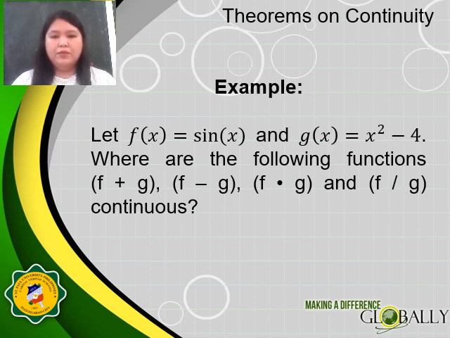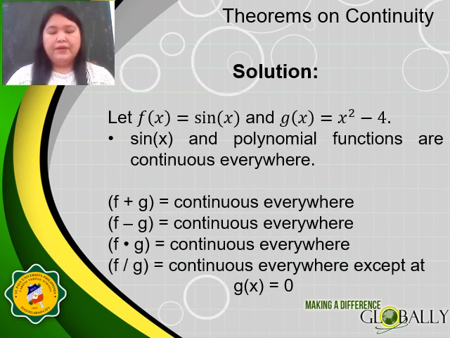Let f of x be equal to sine x and g of x be equal to x squared minus 4. Where are the following functions f plus g, f minus g, f times g, and f divided by g continuous? So we have our first function, sine x, and second function, x squared minus 4. Sine x is a continuous function based on theorem number 1, so it is continuous everywhere. And x squared minus 4 is a polynomial function, specifically a quadratic function, which is also continuous everywhere based on theorem number 1. So we have f of x and g of x as continuous functions everywhere.